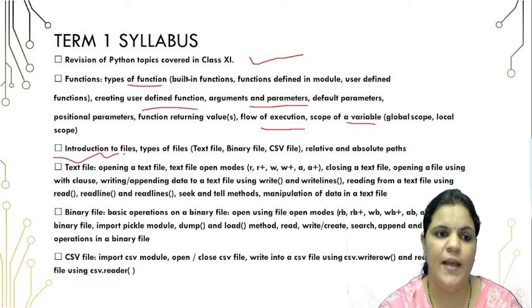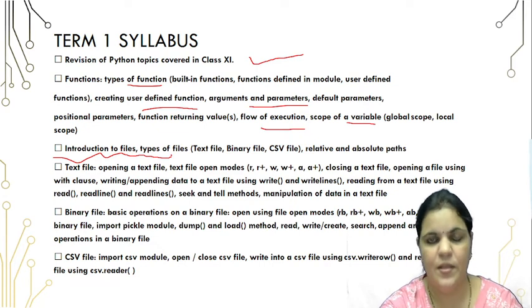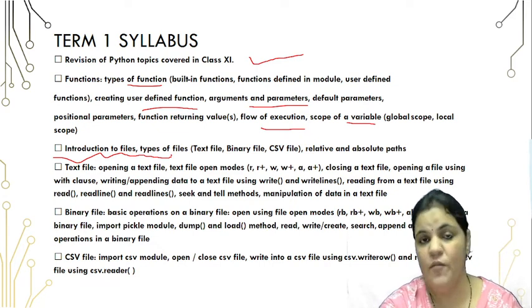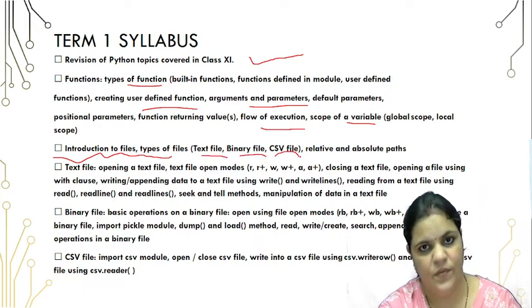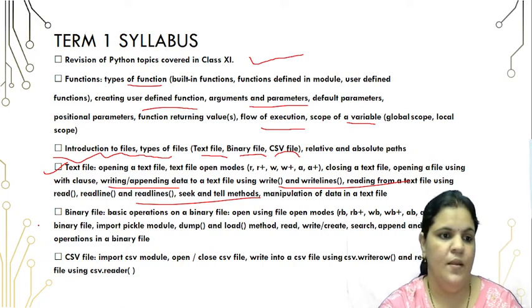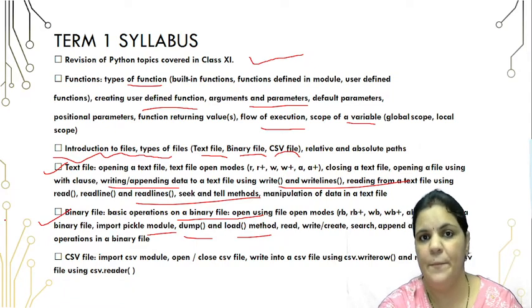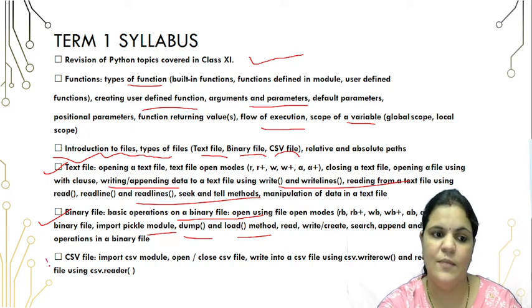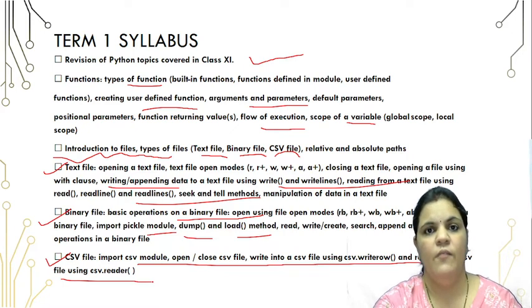Then comes the file handling portion. Here you will study the read and write operations, and modification in the form of the append operation, in 3 types of files: text file, binary file and CSV file. Here you can see for the text file, all the functions related to read, write and append are given. Then in binary file, all the operations like dump, load, the pickle module, are related to read, write and append of binary files. Then comes the CSV file. Here also reading and writing in a CSV file will be covered.